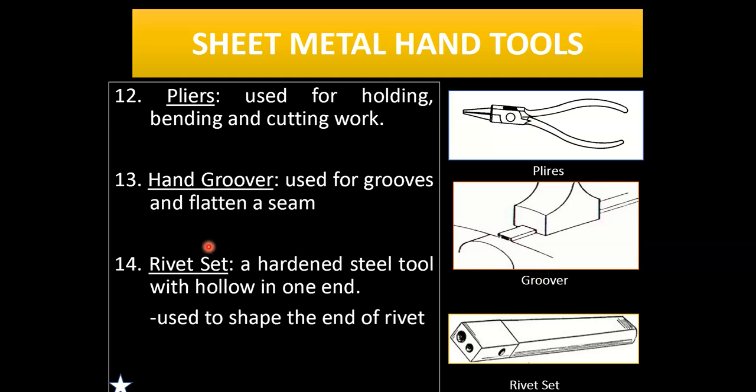After that, we have the groovers, which are used for making grooves and flattening seams. So this is a seam. You can see that the seam has a certain thickness, and if we use a groover, we can place it exactly on the seam and hammer it from the top. They flatten the seam and make it more intact. Then we have the rivet set, basically used for creating a rivet bolt at that particular location of the joint especially.